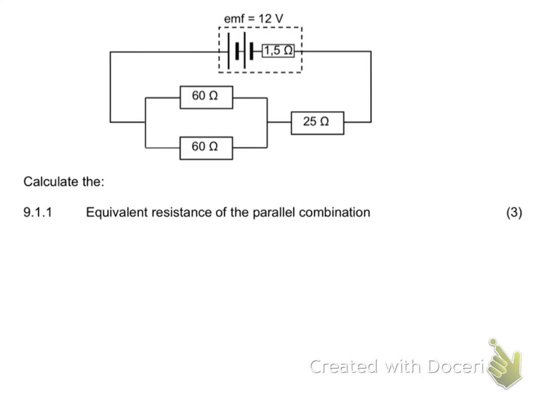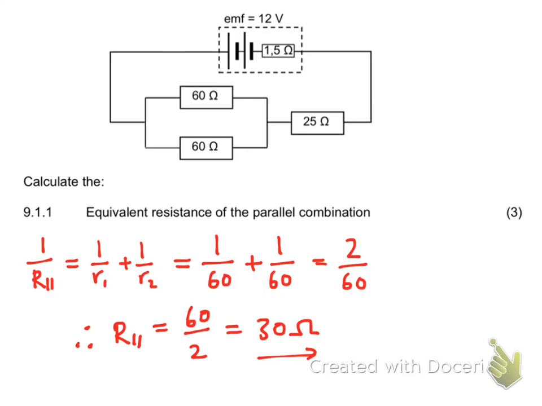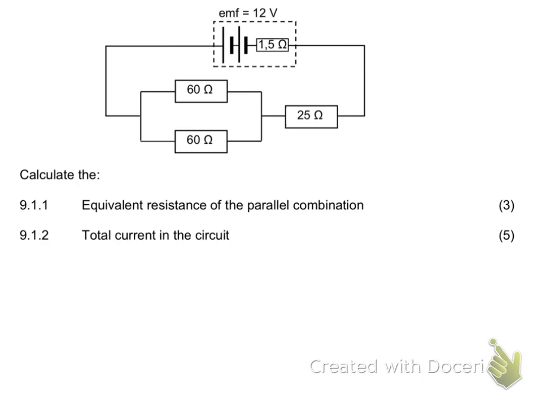It asks us to calculate the equivalent resistance of the parallel combination. Now, this is something we would have done before. Remember, the formula is 1 over R parallel equals 1 over R1 plus 1 over R2, and in this case that's 1 over 60 plus 1 over 60, which gives us 2 over 60, and then don't forget to work out R parallel by itself. We need to invert that, and so we invert the 2 over 60 to get 60 over 2, and that gives us the parallel combination of resistors as 30 ohms. Another way to do that would have been just to remember that where you have two equivalent resistors in parallel, their combined resistance is just half the value of one of the resistors.